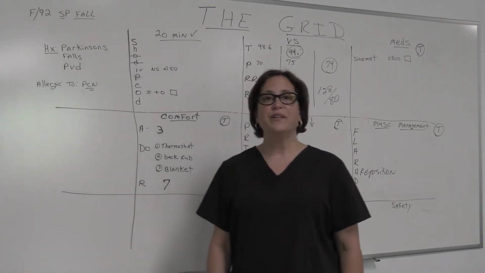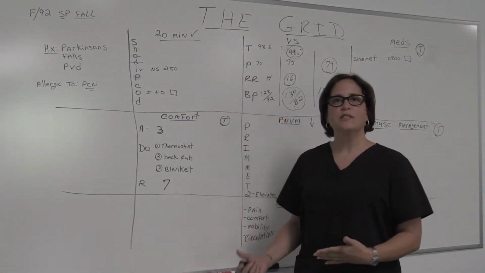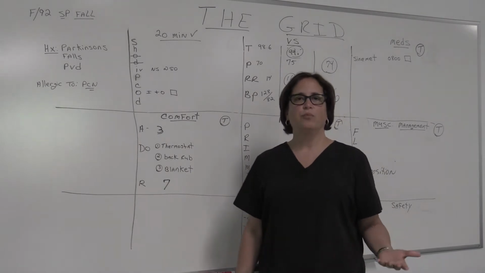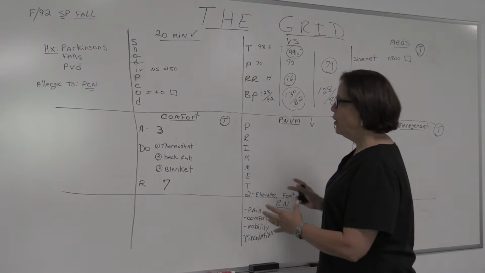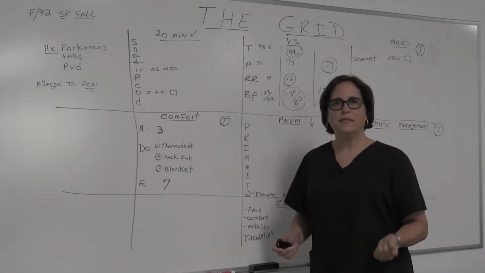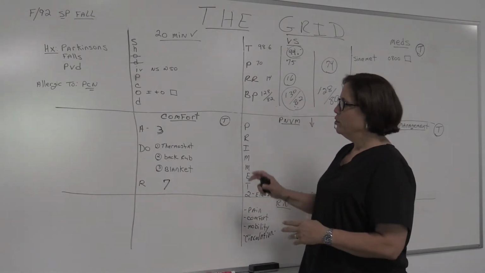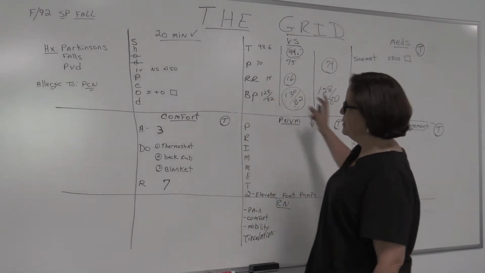Let's talk about the grid. A grid essentially is 12 boxes that you will put on the back of your PCS form during your exam that will help you to organize your PCS. So this is my PCS, let's say.